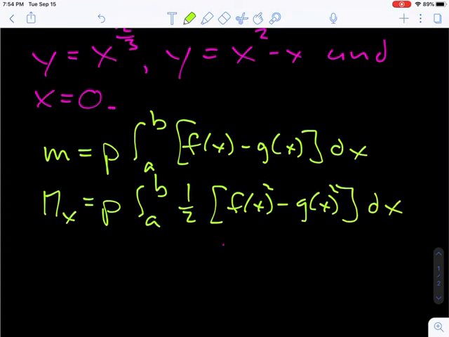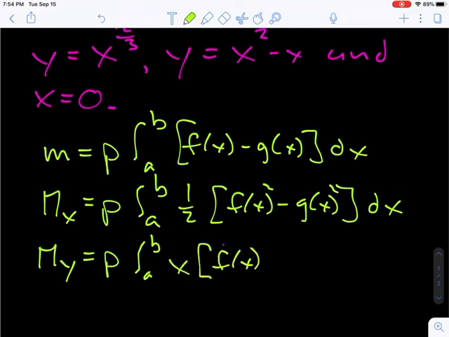And the third formula we need is the moment about the y-axis, and that is rho times the integral from a to b of x times f of x minus g of x. So I'm just going to write those down to get them out there so we can come back to them.